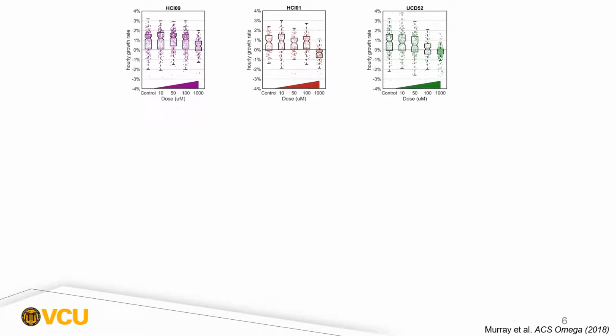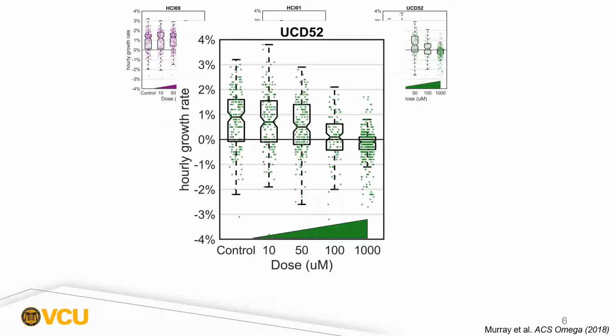So these are what our results look like. We have 3 triple-negative breast cancer tumors, HCI009, HCI001, and UCD52. To look closer at what one of these graphs is really showing, on the x-axis, we have a dosing of carboplatin ranging from 0 to 1 millimolar. On the y-axis, we have hourly growth rate. And then each dot in these box plots represents the measurement of a single cell over the 24 to 36-hour period after treatment began.